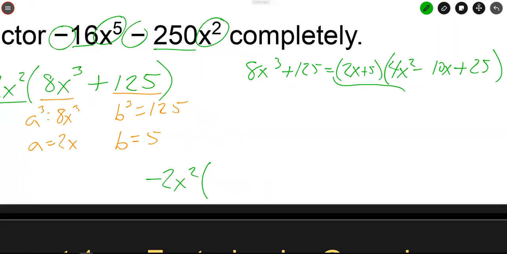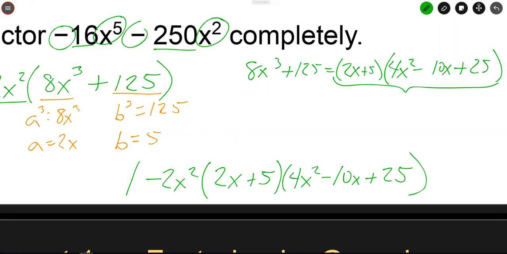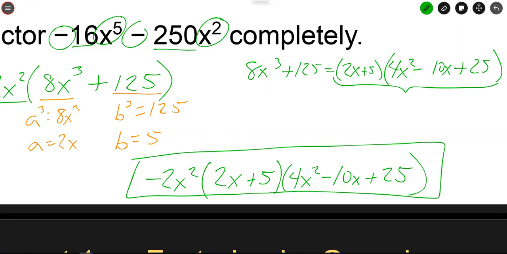So I'm going to take this factored form here, and I'm just going to rewrite it down at the bottom. And now I've got my fully factored polynomial. It factors into negative 2x squared times 2x plus 5 times 4x squared minus 10x plus 25.